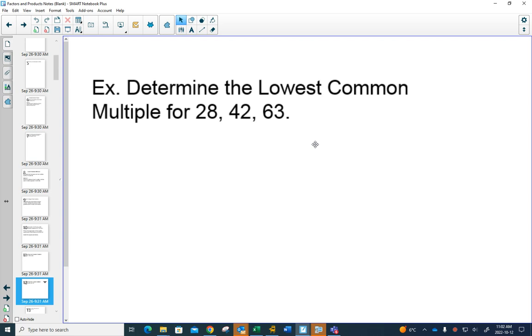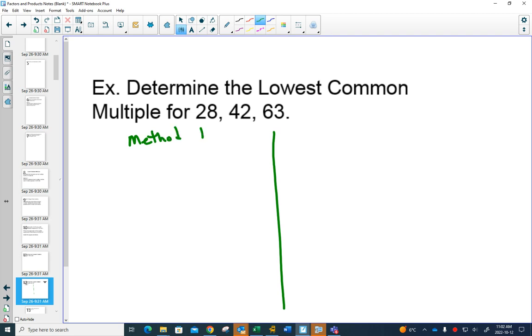We just had one example from yesterday's lesson that we hadn't finished. Remember, we had two methods to figure out the lowest common multiple. One used prime factors and one used multiples. So if you were using method 1, which was using the multiples, the smallest number is 28.